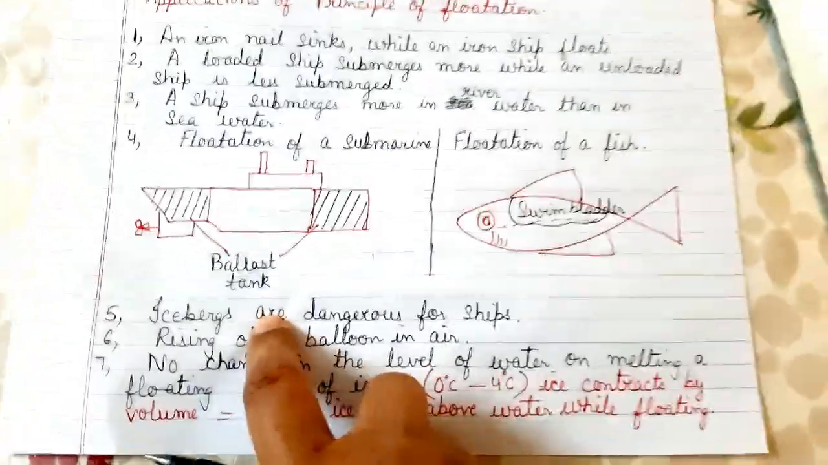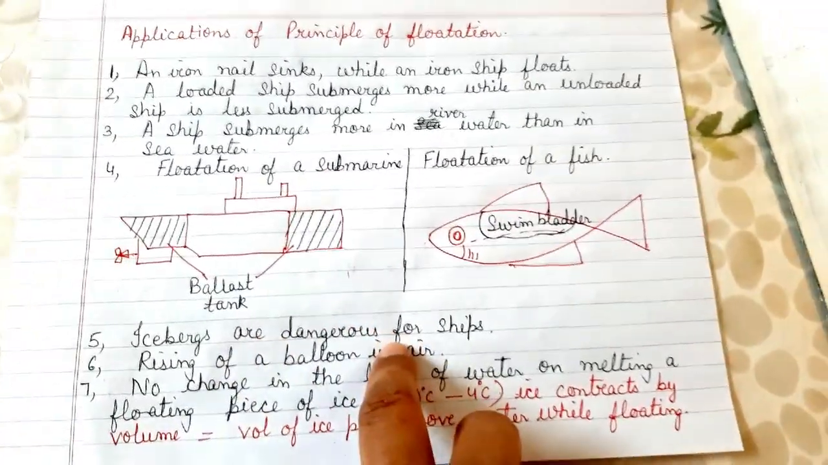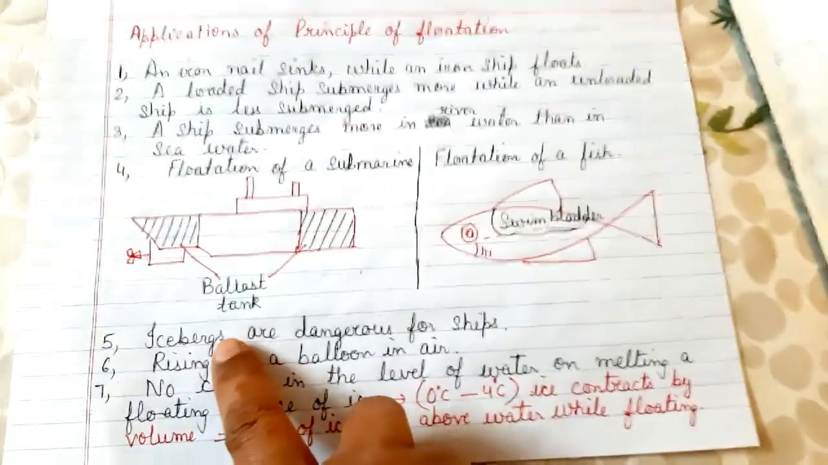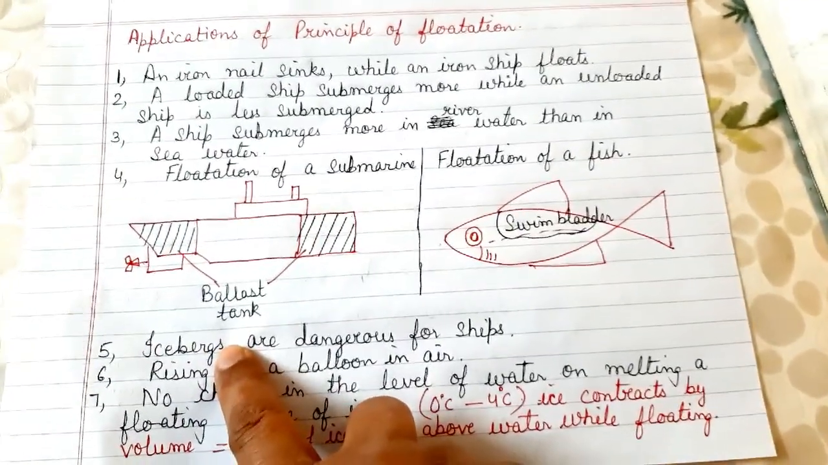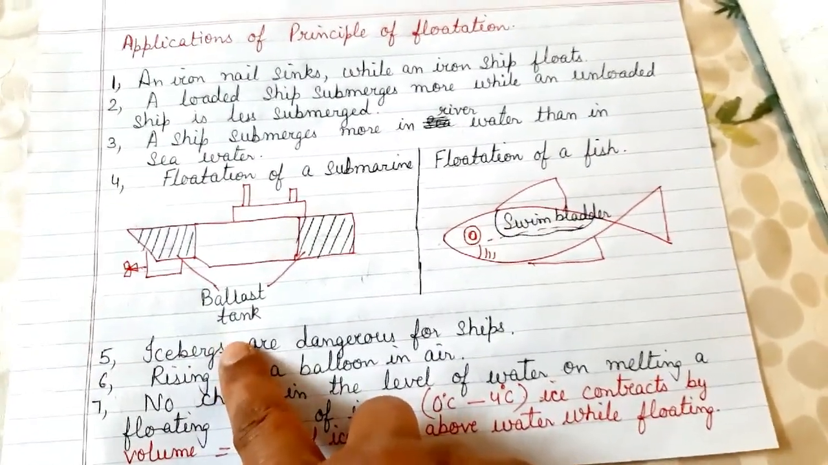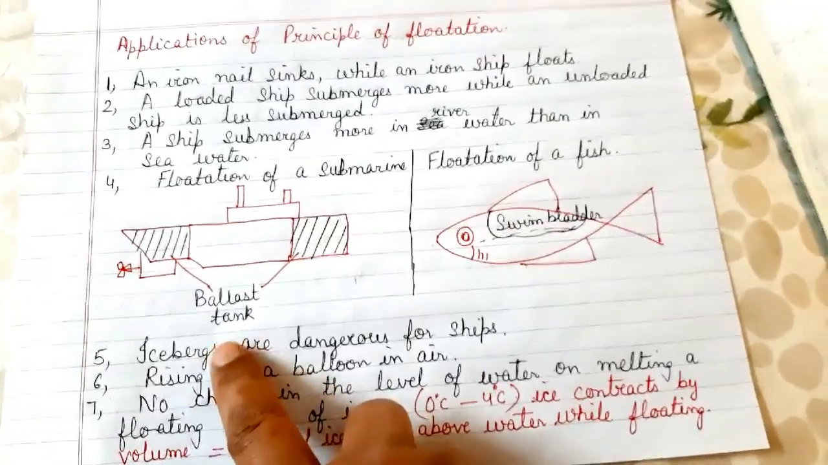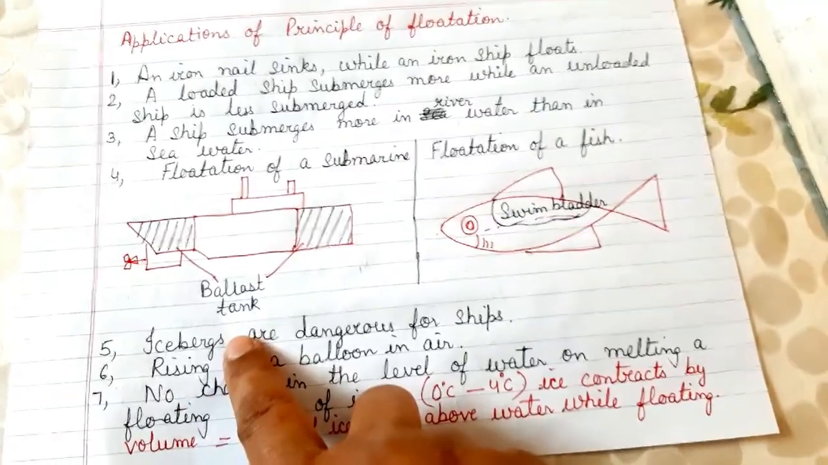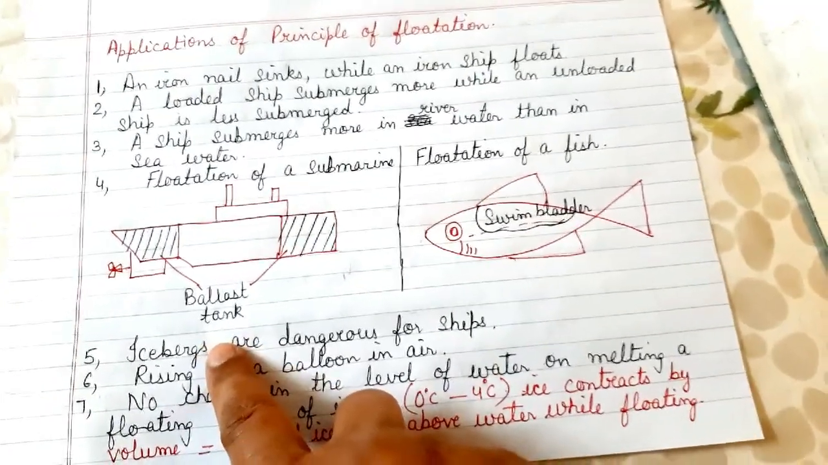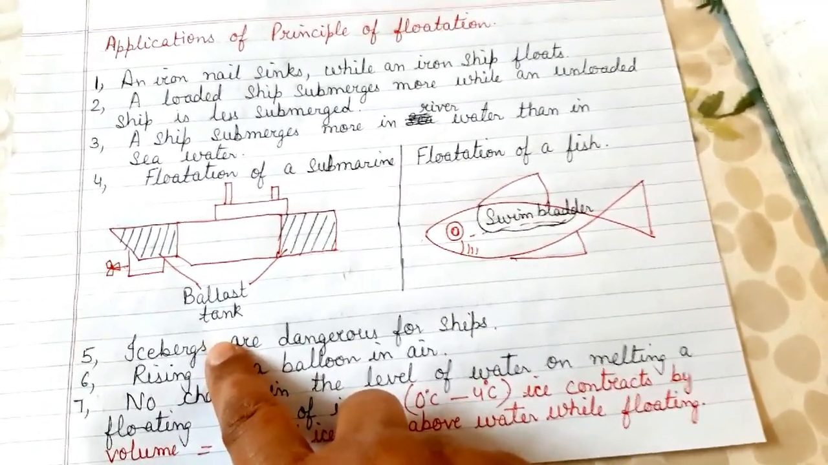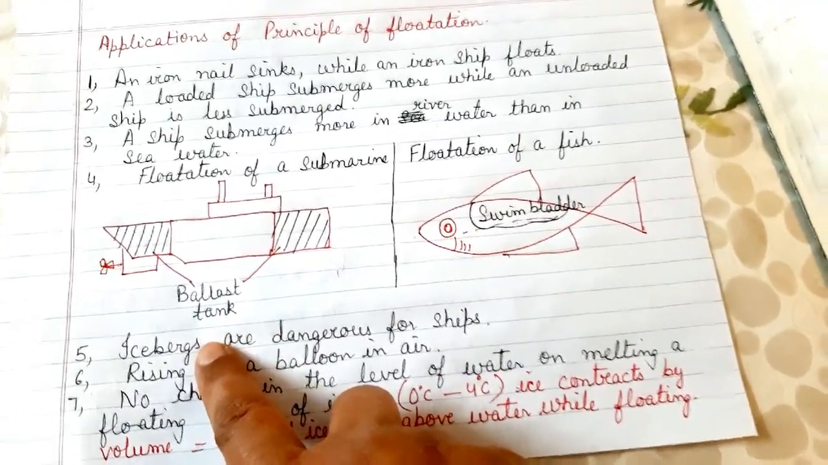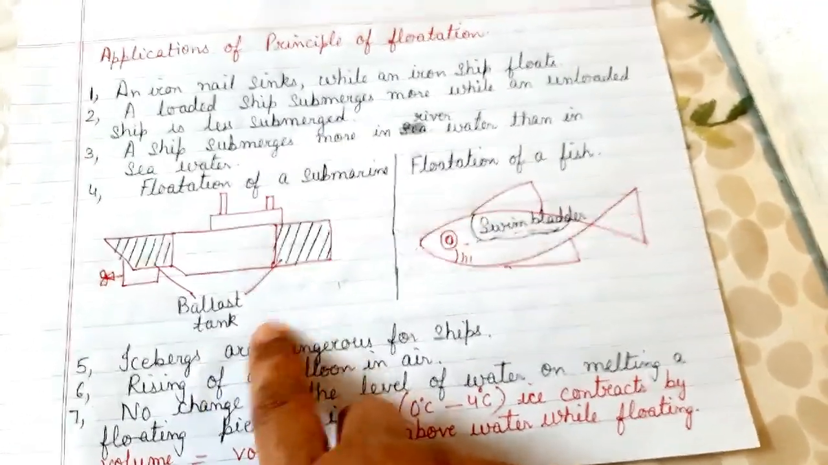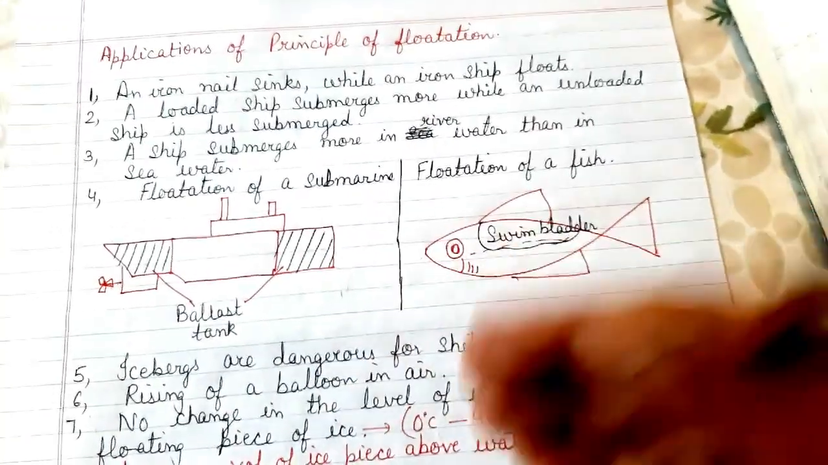Now look at the next point. I have written icebergs are dangerous for ships. Why are icebergs dangerous? Because in an iceberg, ice is a solid, but still it floats on the surface of water because it has less density than water. It is less dense than water. Ice, being a solid, shows anomalous expansion. So its density is lesser than the density of the water, so it floats up. But the major part of the iceberg is still underwater.